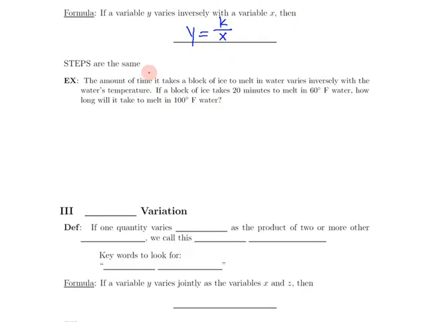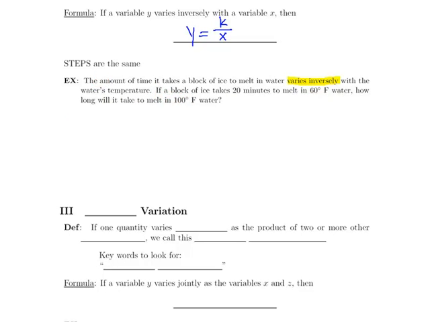Okay, so let's look at this example right here. We've got that the amount of time it takes a block of ice to melt, right, varies inversely with the water's temperature. Keywords being varies inversely. If the block of ice takes 20 minutes to melt in 60-degree Fahrenheit water, how long will it take to melt in 100-degree Fahrenheit water?